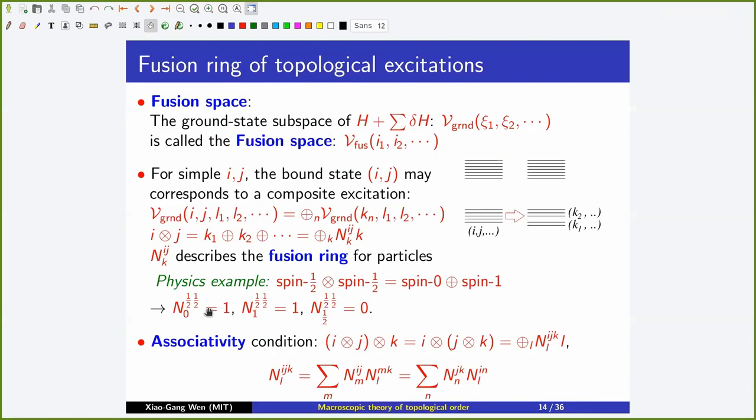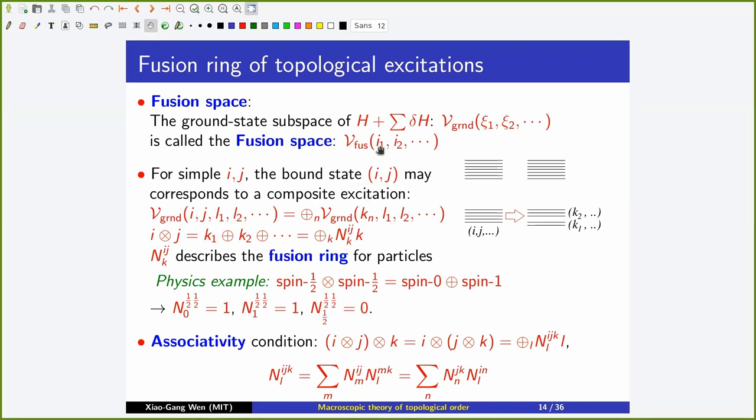And so maybe I will end with the fusion ring. With those preparations, we can finally reveal some more sophisticated structure of excitations. The fusion ring just describes the bound states. Bound states sound very, very simple in physics. You have an electron and a proton bound together, you get a hydrogen atom, and that's it. There's no big deal. But when you think about excitations more carefully, the bound state becomes very tricky. So what do you mean by bound states?